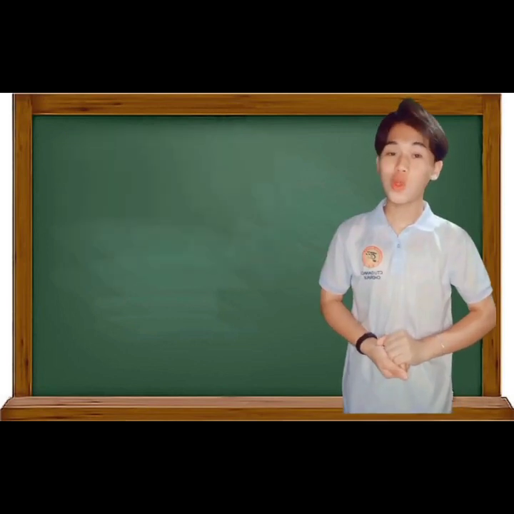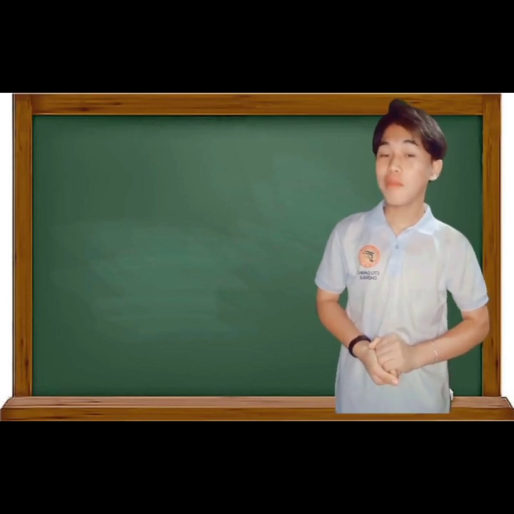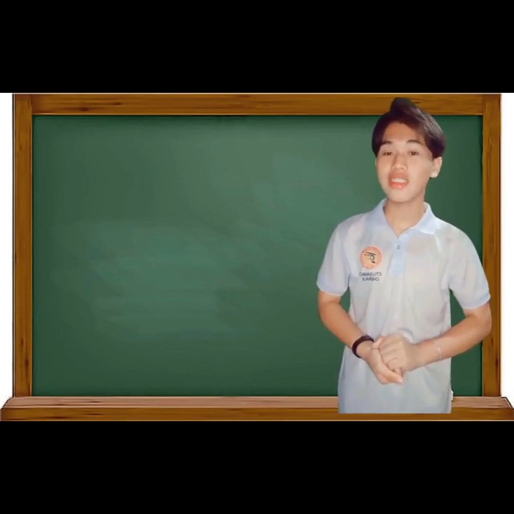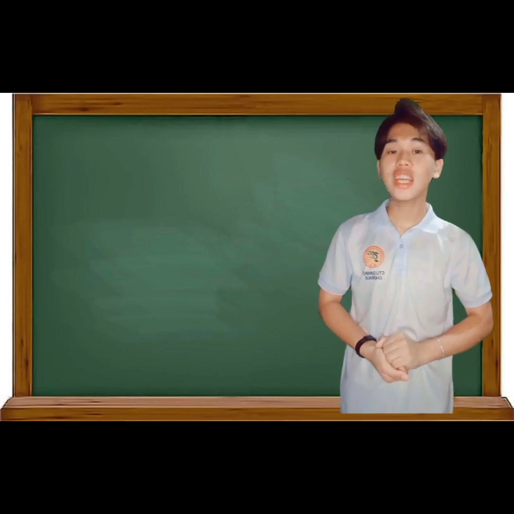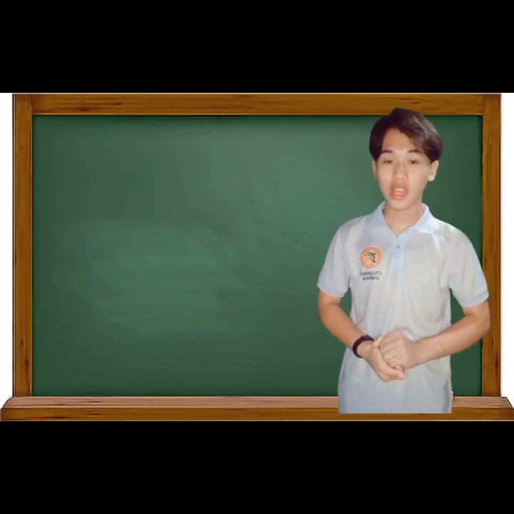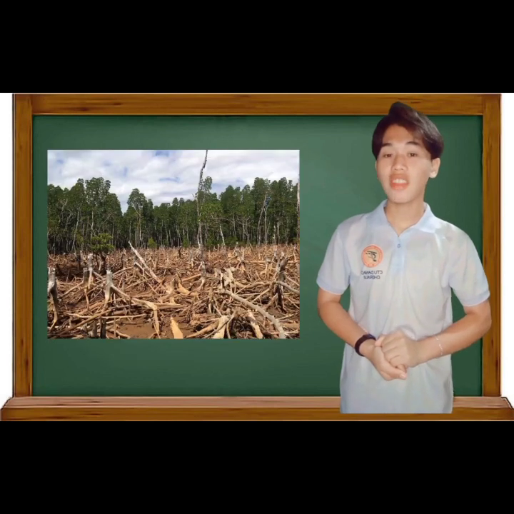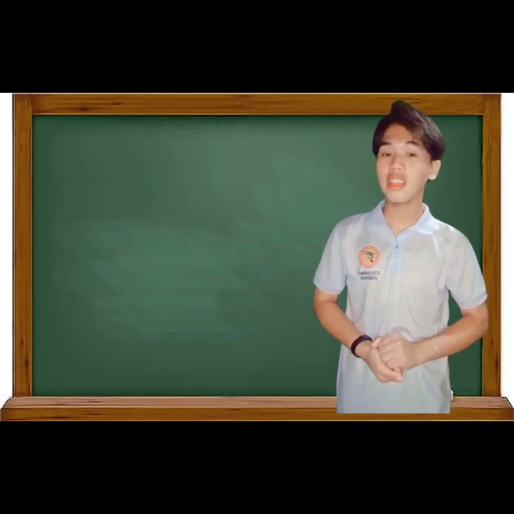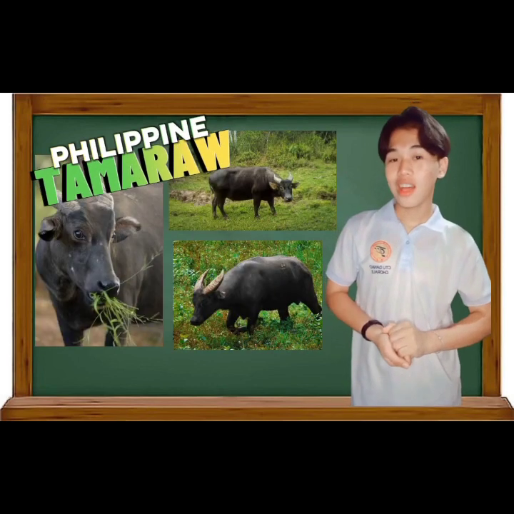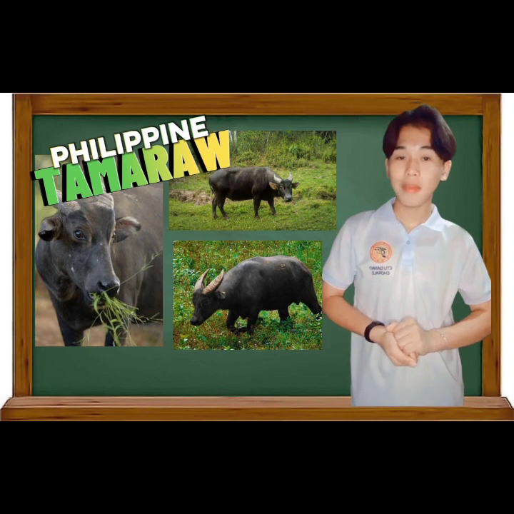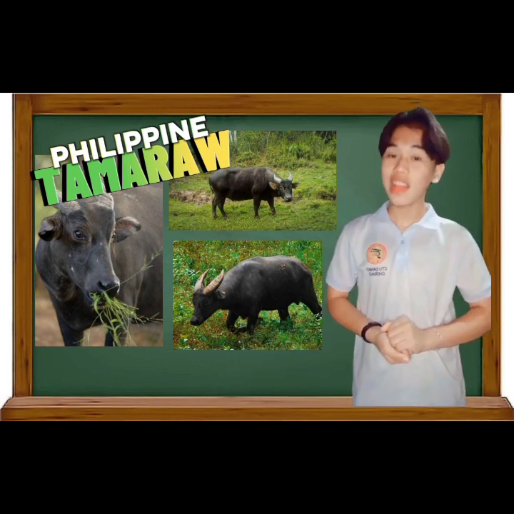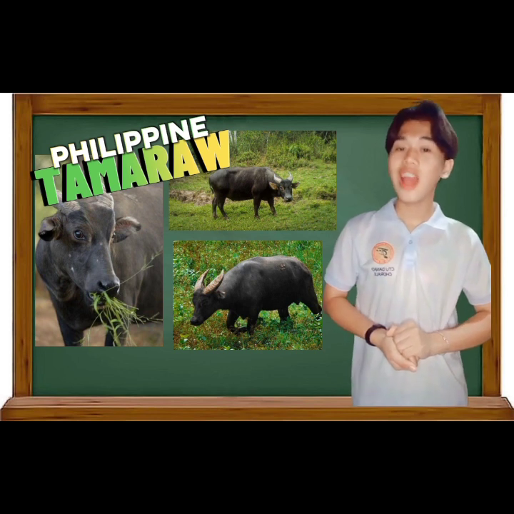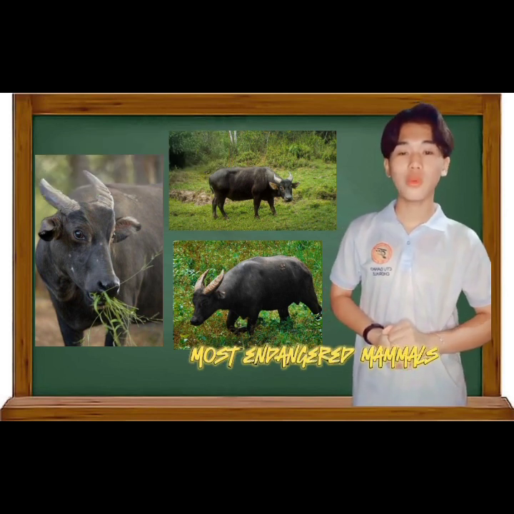The Philippines is home to many unique and diverse animal species, but unfortunately, it is also facing the challenge of animal species extinction. Several factors contribute to this issue, including habitat loss, illegal hunting and trade, pollution, climate change, and invasive species. Here are some examples of animal species that are critically endangered or already extinct in the Philippines. First is the Philippine tamaraw. The tamaraw is a small buffalo species endemic to the island of Mindoro. With fewer than 600 individuals left in the wild, it is considered one of the most endangered mammals in the world.